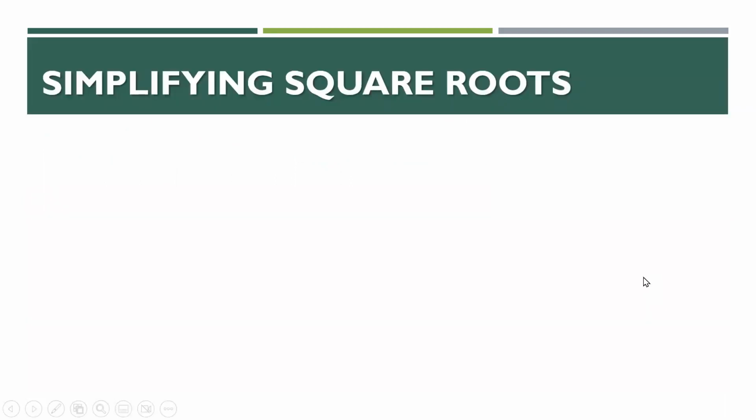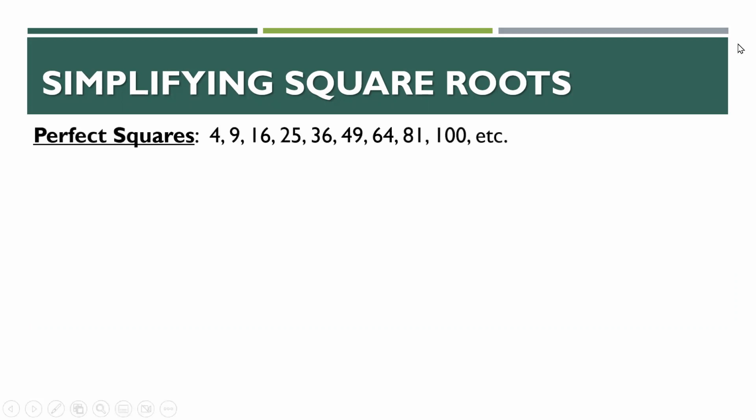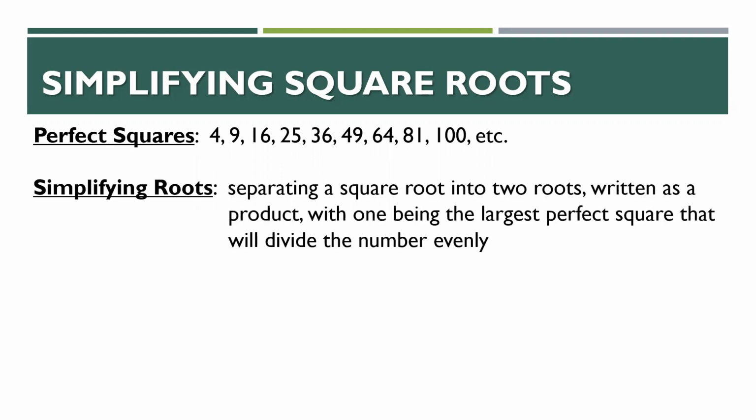So first up is just going to be a review on how to simplify square roots. Just a reminder on our list of perfect squares, of course it goes on beyond this, but these are the most commonly used ones. The method for simplifying a square root: you want to separate a square root into two different roots written as a product, with one of those roots being the largest perfect square that's going to divide the number evenly. So let's look at some examples.